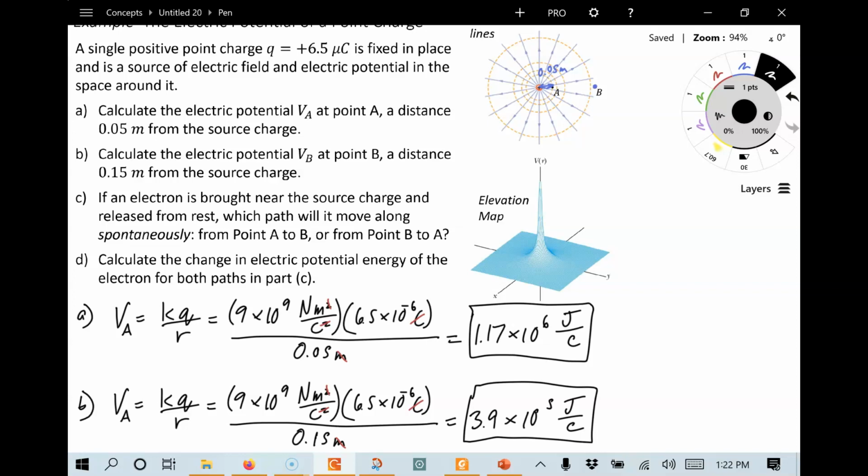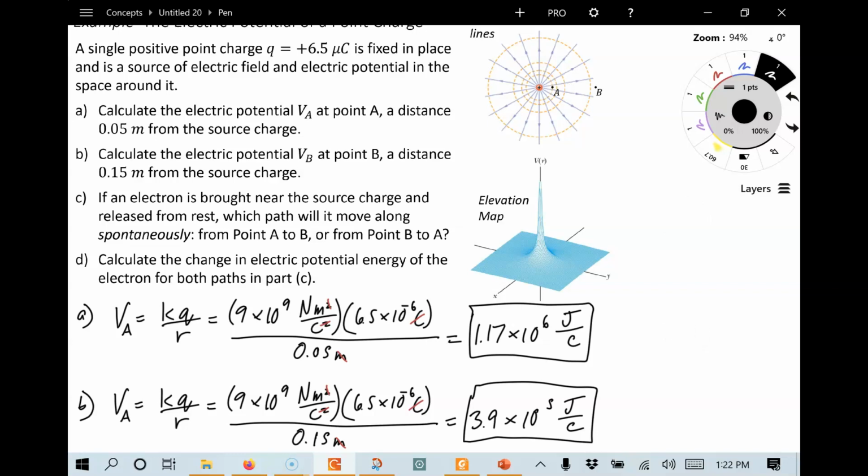Which path will it move along? It's either going to be A or B here, this electron. If we want it to move spontaneously, if we release it from rest, should the electron go from B to A, or should it go from A to B?